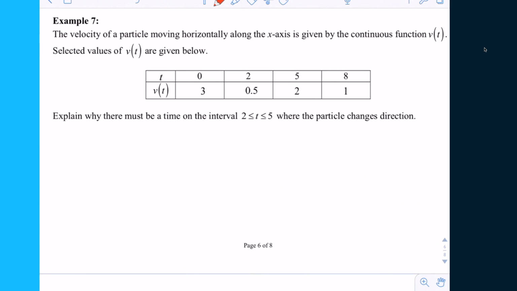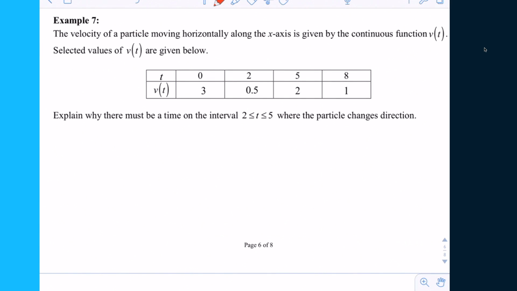You don't like particle motion. Well, here's a taste of particle motion. The velocity of a particle, moving horizontally, left and right on the x-axis, is given by the continuous function v of t. Selected values are given below. Let's see what selected values have been chosen for us. Time is 0, 2, 5, 8. Nice. Those are good times. Velocities 3, 5, 2, and 1. So the velocity units could be like feet per second, miles per hour.